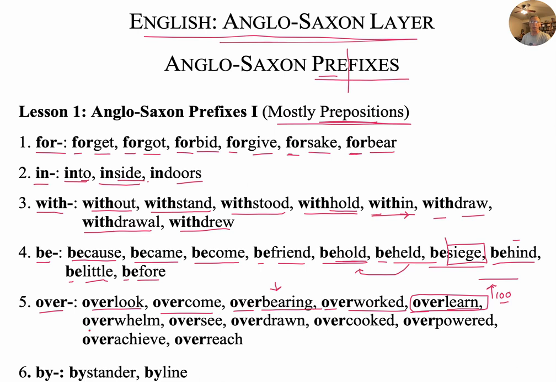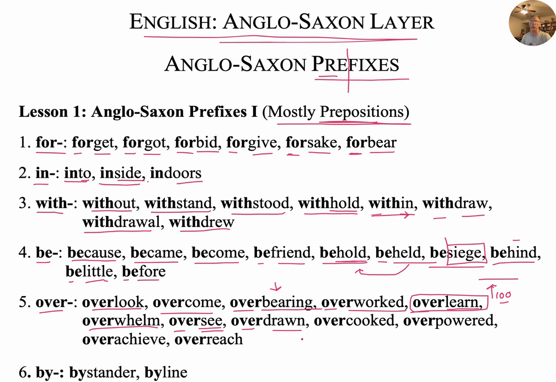Next, we have overwhelm. When you have too much going on or too much work, you can feel overwhelmed. Oversee is very interesting. The word see, of course, is to see with your eyes, and to oversee, that means you're watching somebody else and making sure they're doing their work correctly. Your principal at your school would be an example of an overseer.